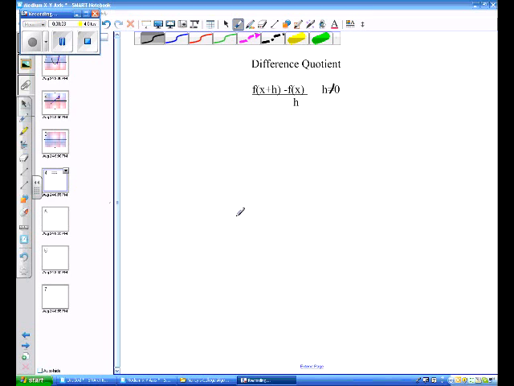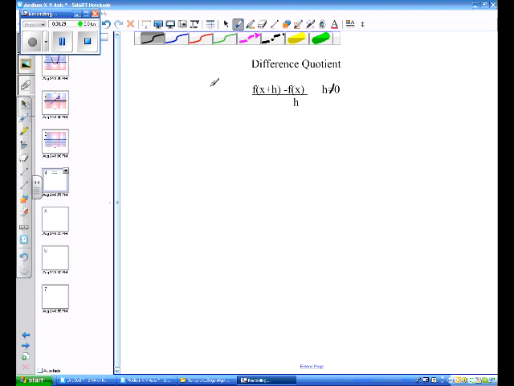What we're going to look at today in this lesson is the difference quotient. And we've got it written right here. It's f of x plus h minus f of x, all divided by h. And provided that h is not 0, we always know that we can't divide by 0. And so this is what we call the difference quotient.